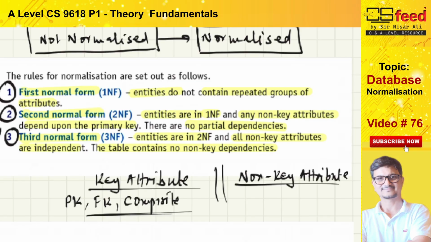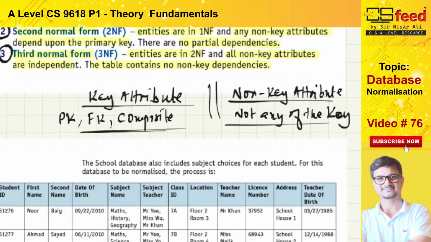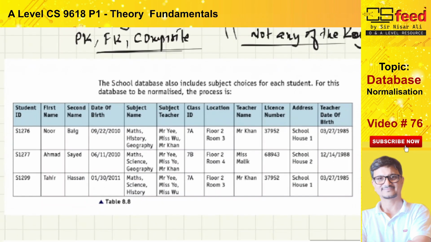And the non-key attributes, an attribute which is not any of the key. They don't belong to any key. They're just independent attributes. They are not the keys. They're neither primary key, nor foreign key, nor composite key, nor secondary key, nor any key. All right. So I'm sure this point is clear.